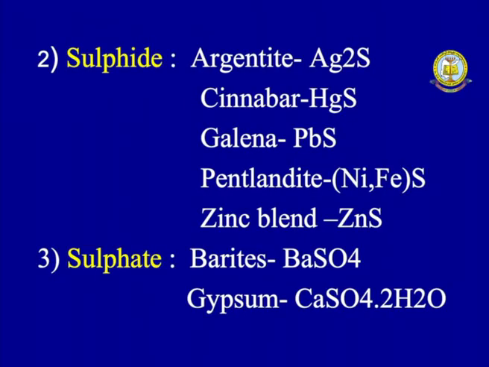And the next one is sulfate, the best example being barytes, BaSO4. Here the metal barium is available. And next one, gypsum. You know that it is a famous one. Daily we use it in the preparation of toys.